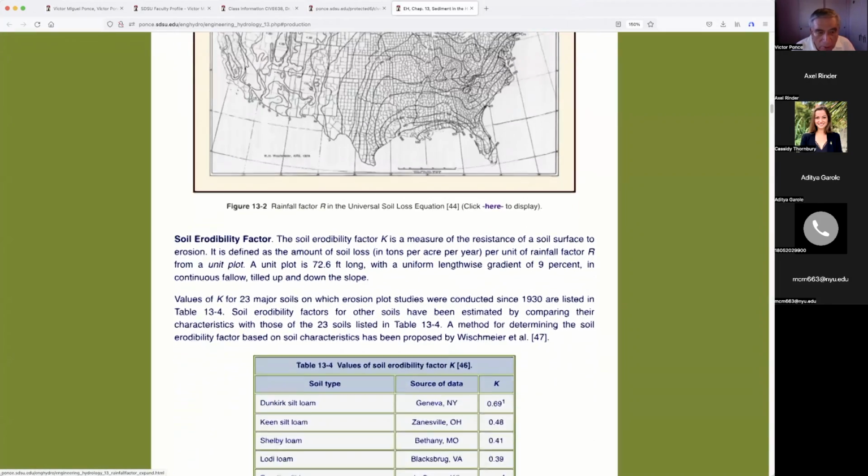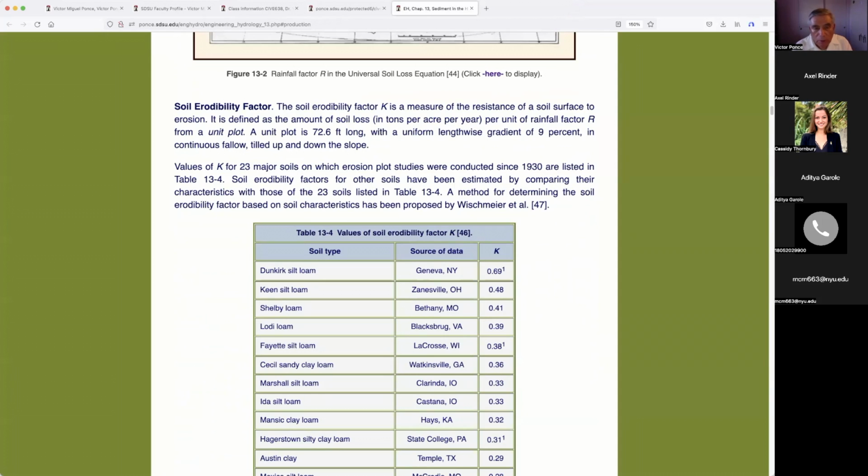The soil erodibility. The soil erodibility factor measures the resistance of the soil to erosion. It is defined as the amount of soil in tons per acre per year per unit of rainfall factor. That is per unit of rainfall factor. That is true, because you're multiplying per unit of rainfall factor because it's a product. The formula is a product. Okay?